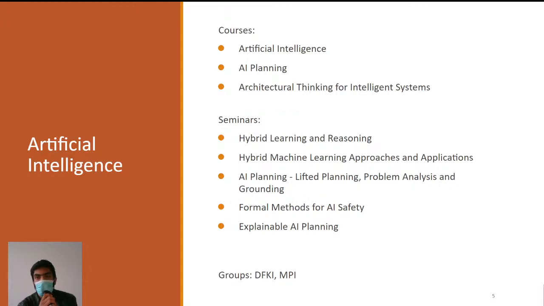Next is artificial intelligence, definitely. The courses offered in this field are an AI course, which is offered in summer semester. Then we have AI planning, and we have architecture thinking for intelligent systems. And there are also multiple seminars offered with hybrid learning and symbolic AI, which is hybrid learning and reasoning, hybrid machine learning approaches and applications, AI planning, formal methods for AI safety, explainable AI planning. And the groups which focus more on this research area are DFKI and MPI.